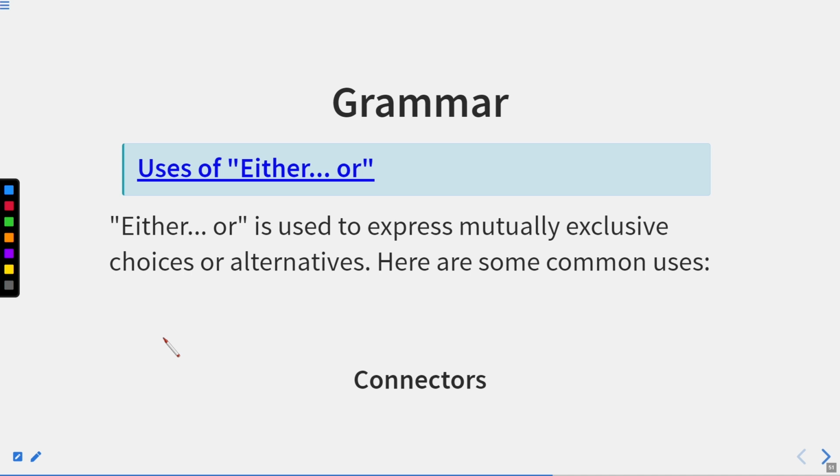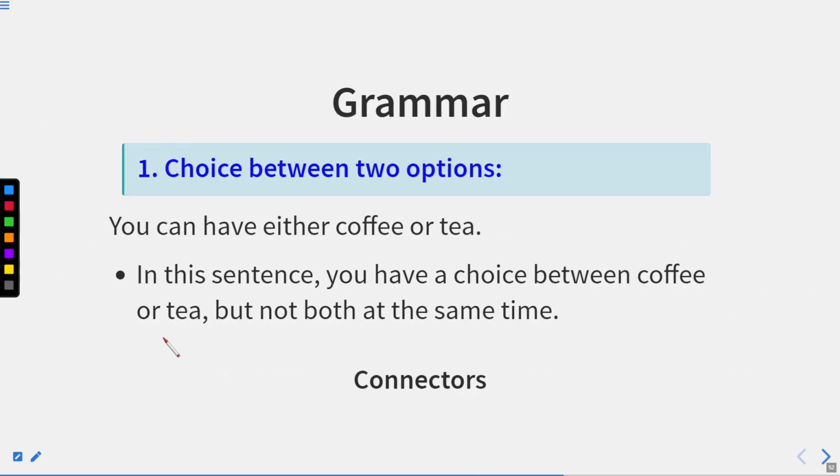Uses of either or. Either or is used to express mutually exclusive choices or alternatives. Here are some common uses. First of all, choice between two options. You can have either coffee or tea. Now, we have two options, that is coffee or tea. So we can have both? What? Either coffee or tea. In this sentence, you have a choice between coffee or tea. It is coffee or tea, but not both at the same time.